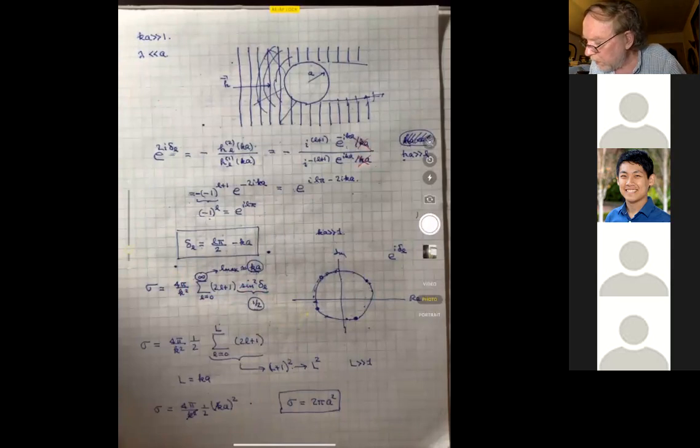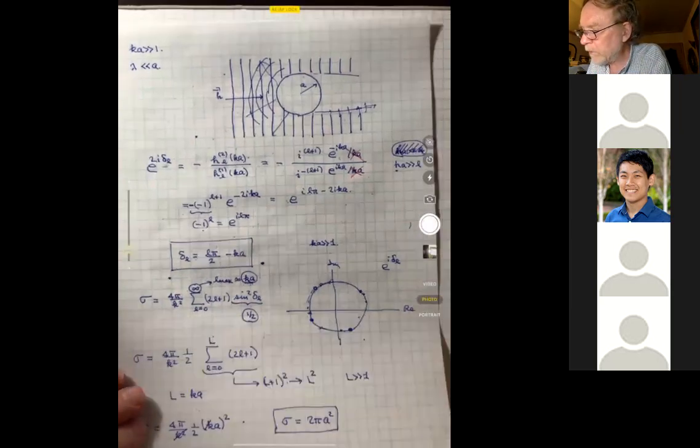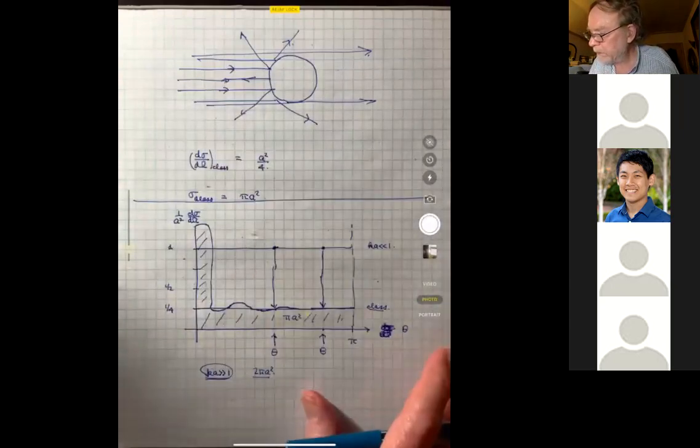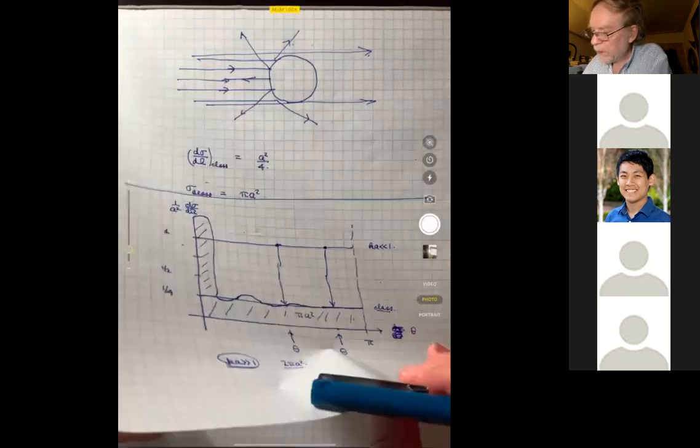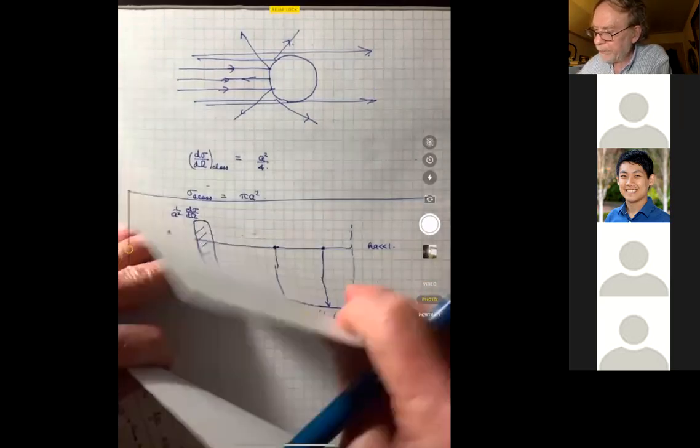Okay, I think that's all I wanted to say about this high Ka limit, the so-called classical limit. Are there any questions about this? If not, then we'll move on to the next topic. Next topic is the optical theorem.